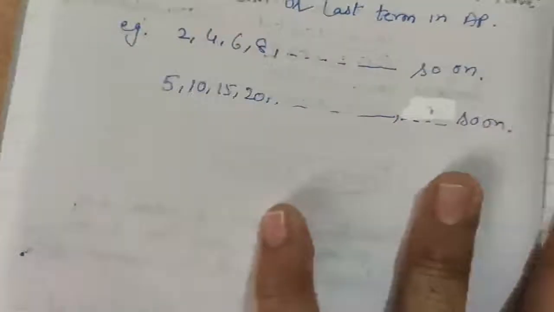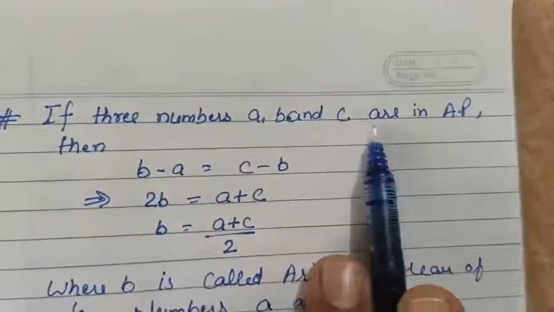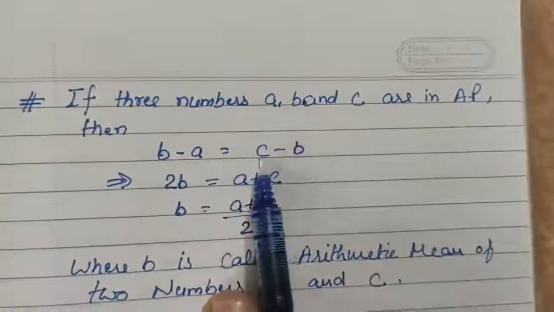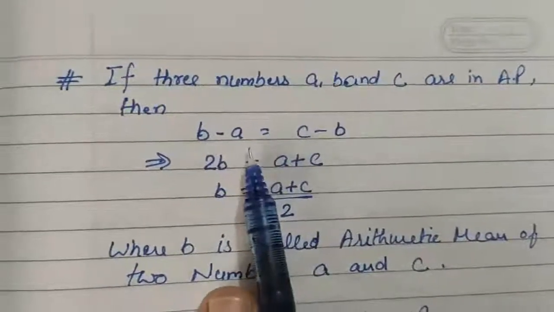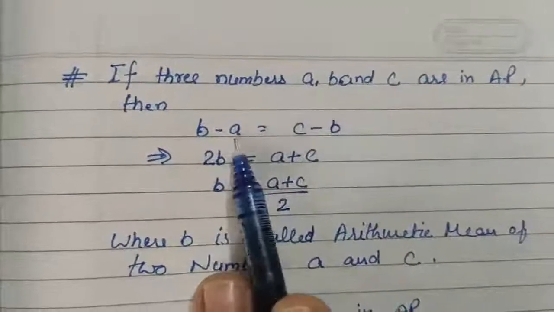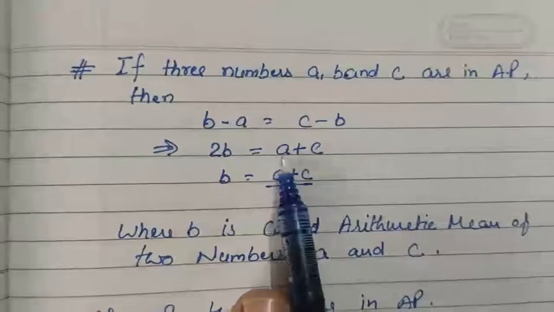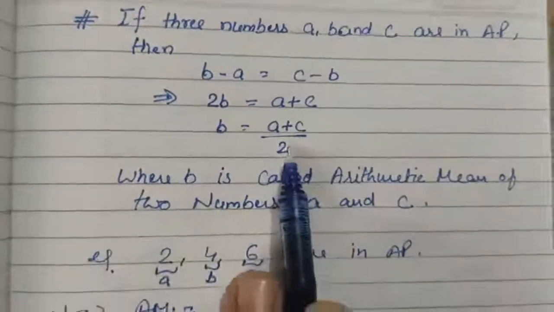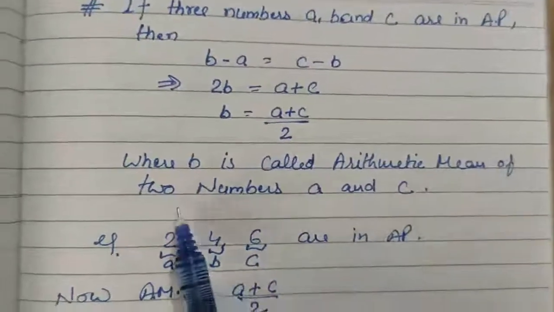Now we proceed. If we have three numbers A, B and C that are in AP, then the second term minus the first term would be equal to the third term minus the second term. We have already read that the difference of each succeeding term to its preceding term would be the same. That is, B minus A would be equal to C minus B. Now 2B would be equal to A plus C, and B will be equal to (A plus C) by 2, where B is called the arithmetic mean of the two numbers A and C.